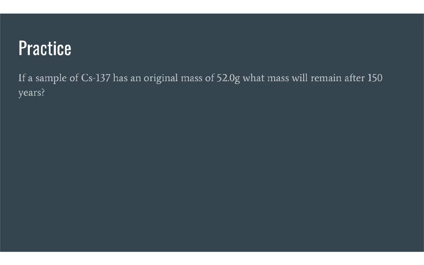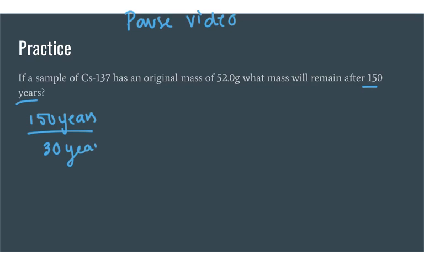So let's look at a practice question. If cesium-137 has an original mass of 52 grams, what will remain after 150 years? So I would pause the video here, practice this, and then come back once you're done for the answer. So same thing. We have 150 years. That's how long we're letting this decay for. And table N tells me that my half-life for cesium-137 is 30 years. If I divide these two, I get 5 half-lives.